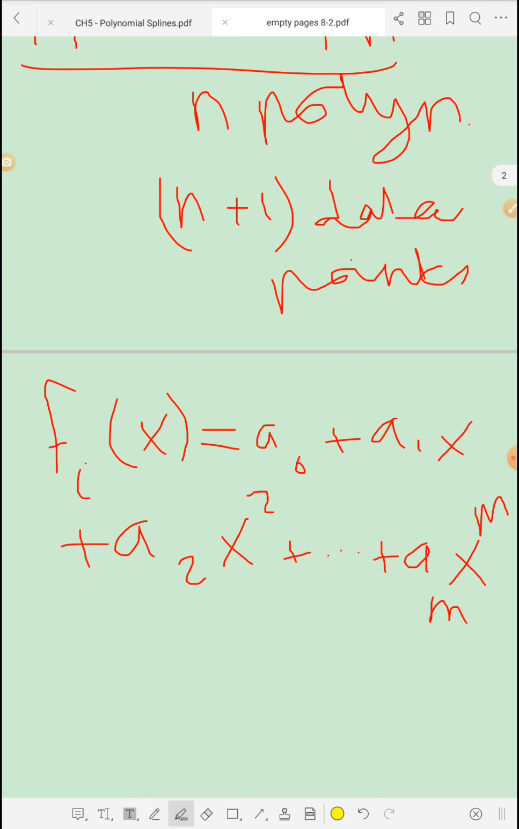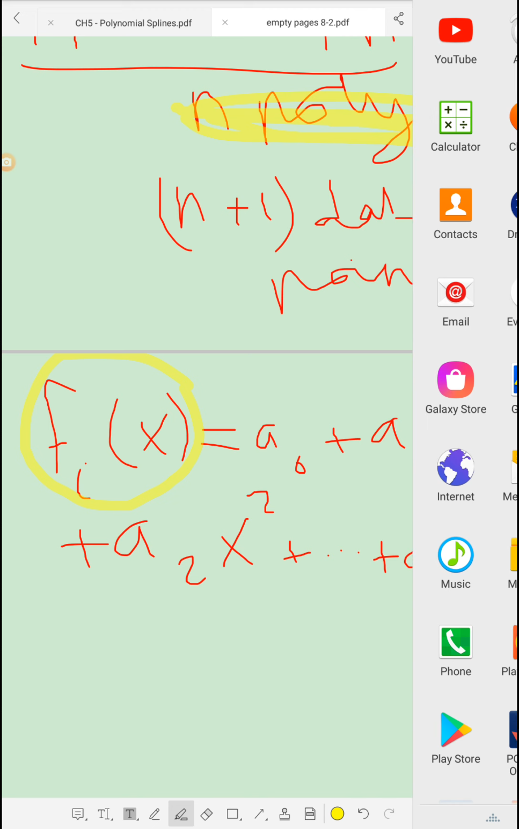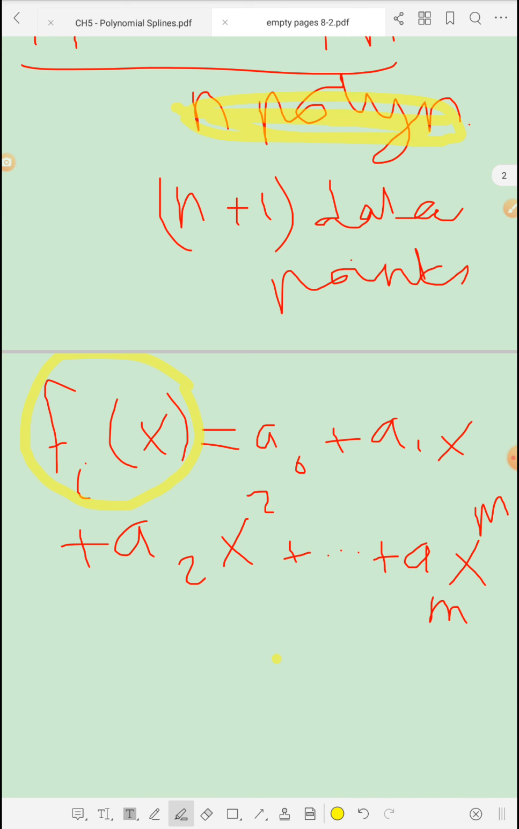Okay? So here we have n polynomials. Each polynomial, we give it the general description fi of x, which might be f1, f2 till fn. It consists of an mth order polynomial. So this is the order of the polynomial, m.